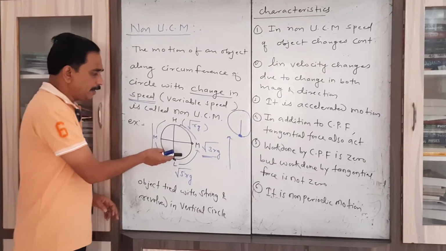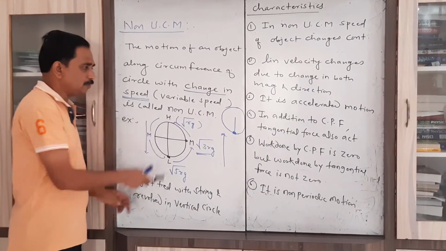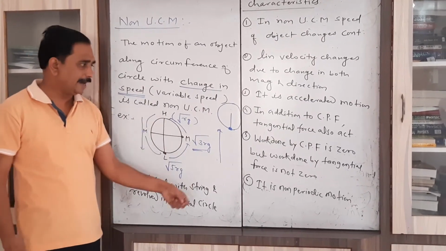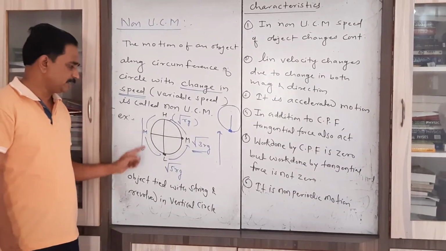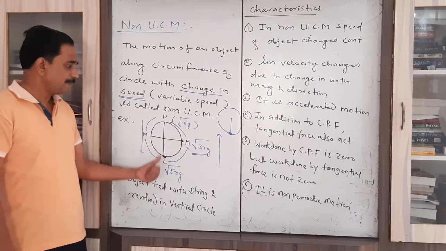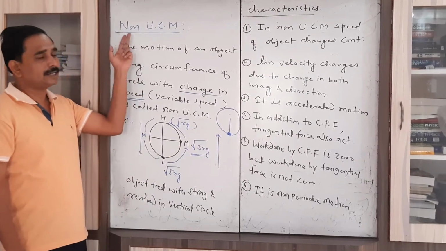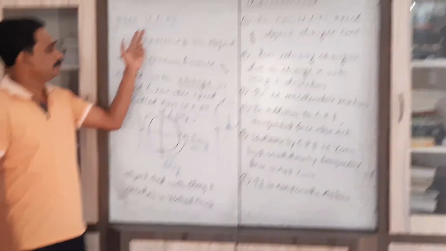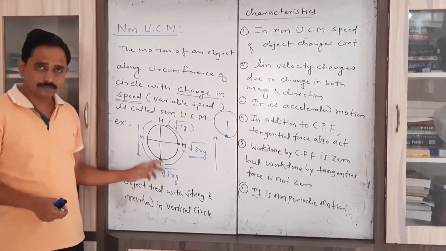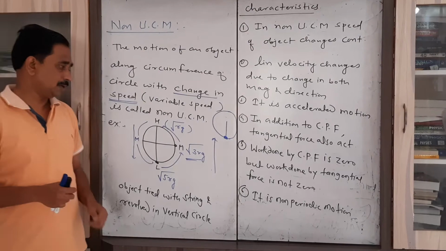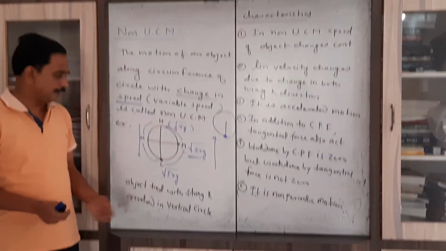It means during the vertical circular motion of an object tied with a string, the speed of the object changes continuously. That's why this example is considered an example of non-uniform circular motion. Later on we have to prove these values in vertical circular motion, so we will explain that in the next video.